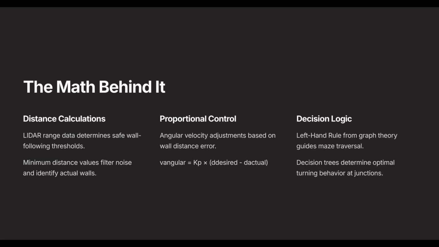The math driving our decisions was rooted in two main areas: distance calculations and proportional control. We used filtered LiDAR range data to determine if we were too close or too far from a wall. Then, we used a simple proportional controller to correct our angle. Specifically, we adjusted the angular velocity with the formula v equals kp multiplied by desired distance minus actual distance. We also implemented decision logic using the left-hand rule, a basic graph theory concept used in maze solving, where the robot always turns left if it can.